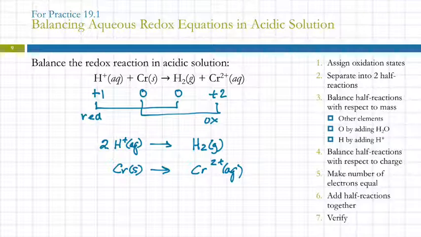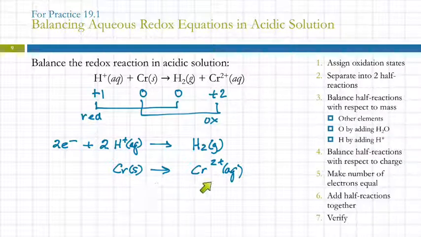Now let's balance with respect to charge. So I've got +2 charge over here and 0 over there. How many electrons am I going to need? 2. Do I put them on the reactant side or the product side? Reactant side. I put them where the positive charge is. So I'll put 2 electrons over here with the +2, so this adds up to 0.